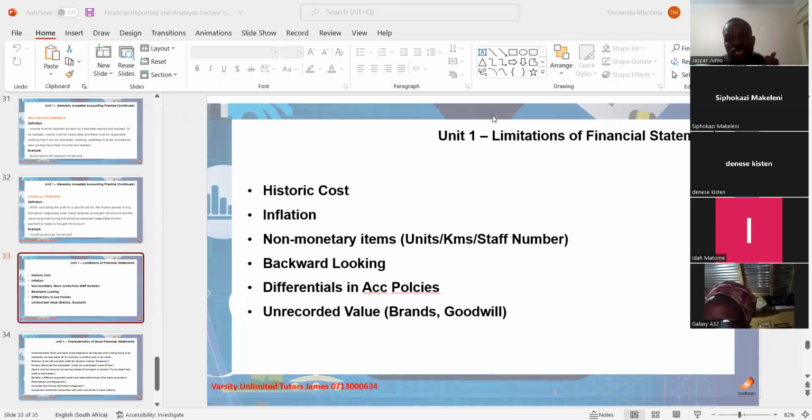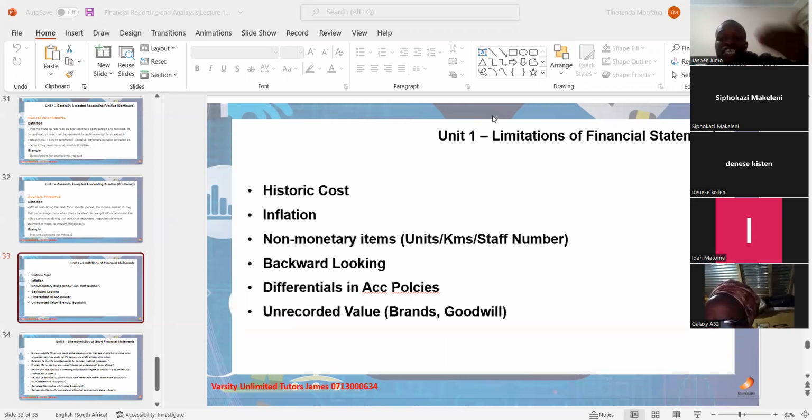Then they are backward looking. Financial statements tell you what has happened in the past. They don't tell you what is happening in the future. So an organization can give you financial statements with a profit of 1 billion, but guess what? Next year, that organization can close down. Maybe it can be sued. Maybe it can lose all of its resources and whatnot. So you don't know what's happening in the future. You're only looking at the past. So that's another limitation of financial statements.